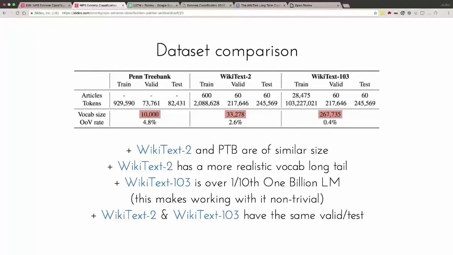As far as a dataset comparison, we made 2 different versions of Wikitext. One is about the same size as Penn Treebank, and the other is 100 times larger than Penn Treebank, or 1/10 the size of the 1 billion language modeling dataset. They both had the same validation and test set, whilst having far more realistic vocabularies. So it actually has this long tail.